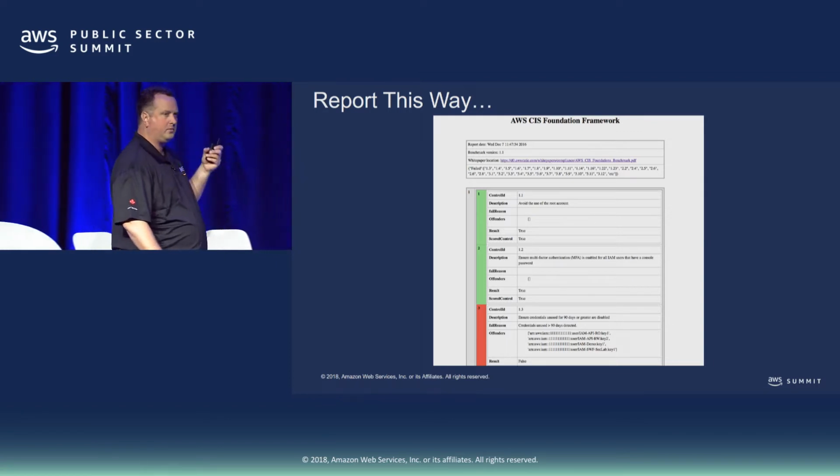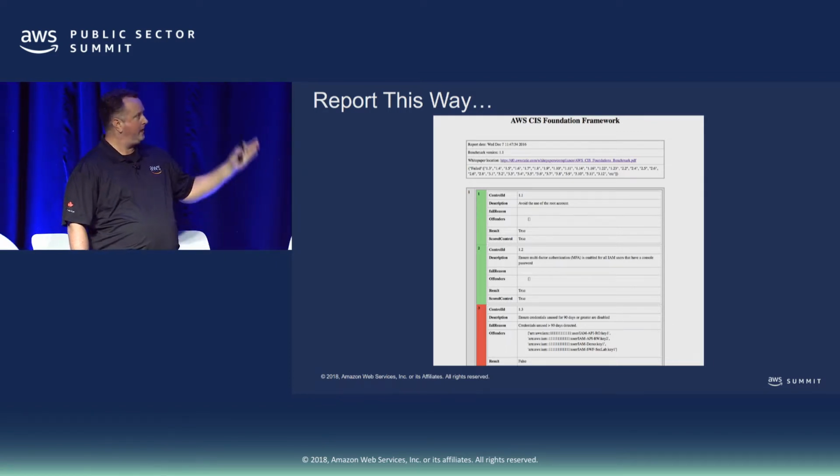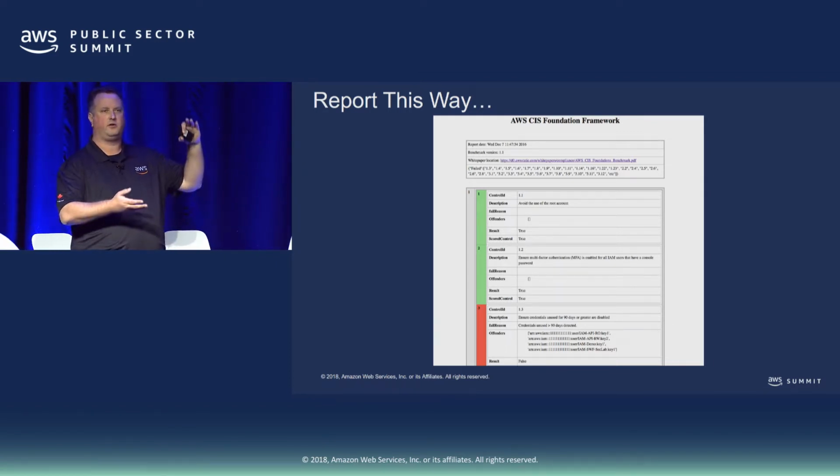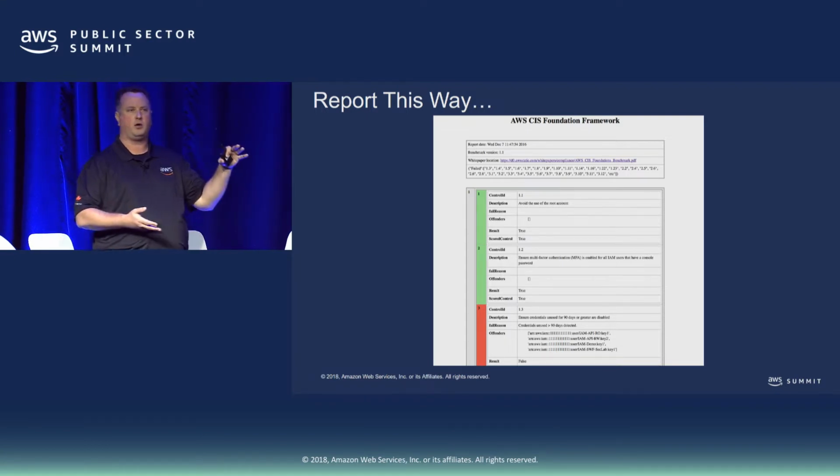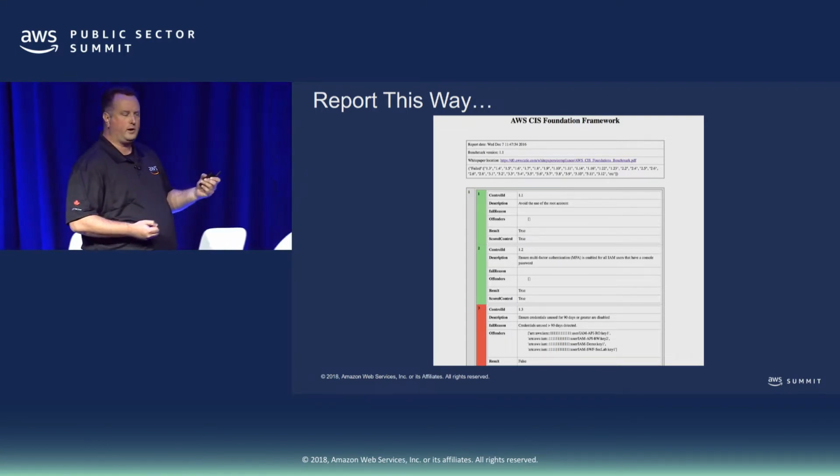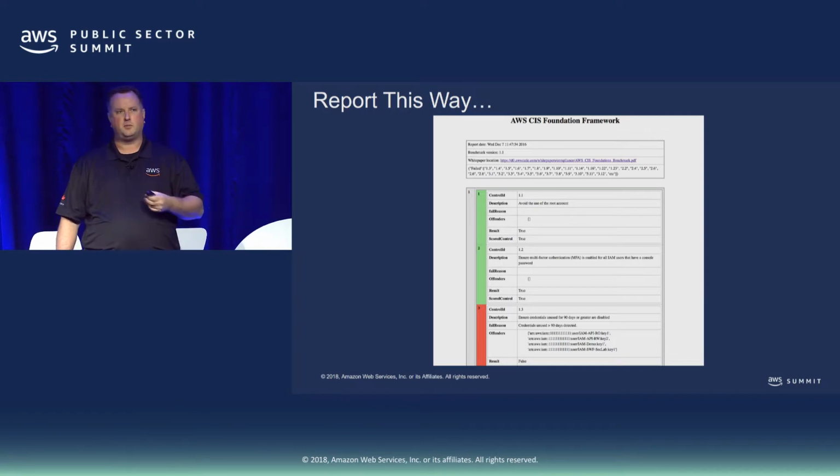The output of this, lots of different options here. In this case, the output is a sort of red light, green light kind of HTML report. One way of doing it. This is good for leadership or maybe something you might want to send out in an email.